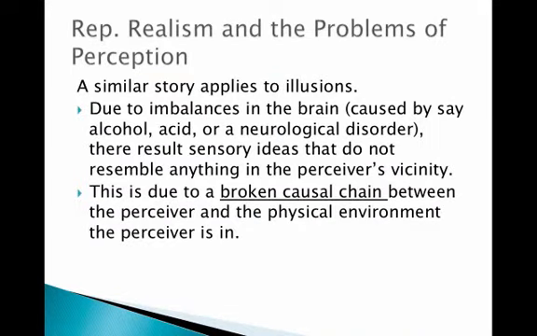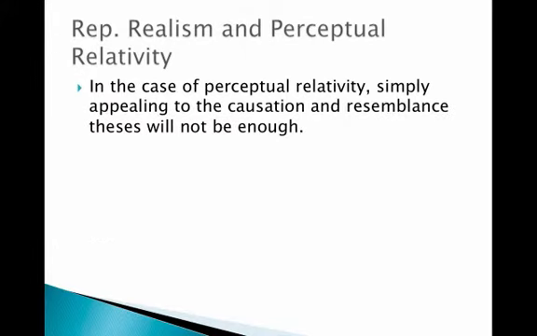So, alright, well, let's look at illusions now, which can be caused by various things, chemical disorders or whatever. Well, in the case of illusions, as well as in the case of hallucinations, there's a broken causal chain between the perceiver and the physical environment the perceiver is in. So the representative realists will say that in cases of illusions, the sensory ideas aren't caused in the right sort of way. In the case of perceptual relativity, that's a little bit more tricky, because appealing to the causation and resemblance theses will not be enough. But fortunately, the representative realist has a solution.